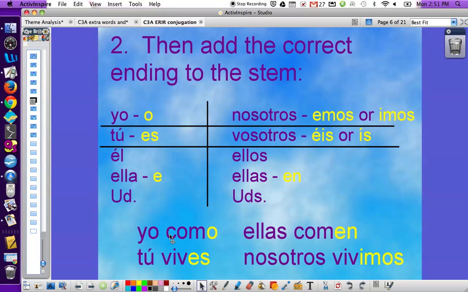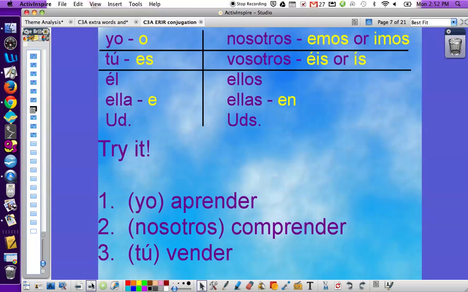So if I want to say I eat, I say yo como. Take off the ER, add O. If I want to say they, the girls, eat, I take off the ER and add EN. Ellas comen. If I want to say you live, I take off the IR and add ES. Tú vives. But if I want to say we live, I take off the IR and I add IMOS. Nosotros vivimos.